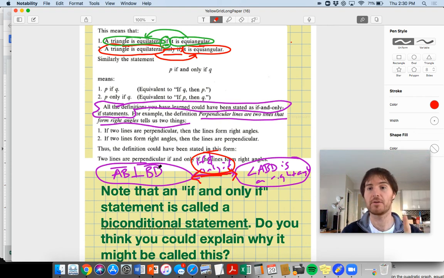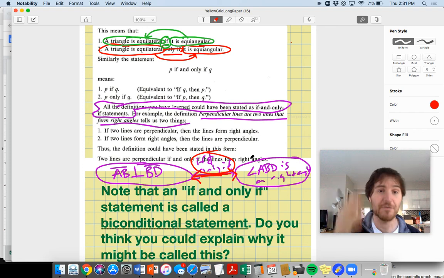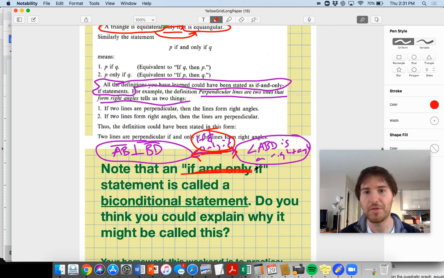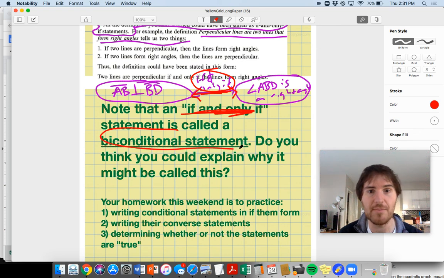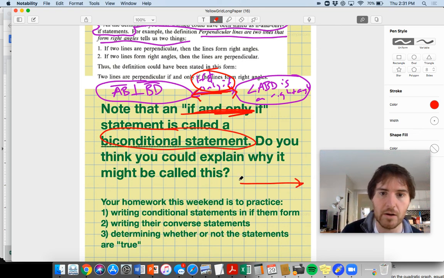Segment AB is perpendicular to segment BD if angle ABD is a right angle. If angle ABD is a right angle, then that's enough to establish that the lines are perpendicular to one another. Second, segment AB is perpendicular to segment BD only if angle ABD is a right angle. That's a natural consequence. It's kind of confusing, but what you need to know is that if and only if tells you two things. That's called a biconditional statement, and it gets a double-headed arrow.